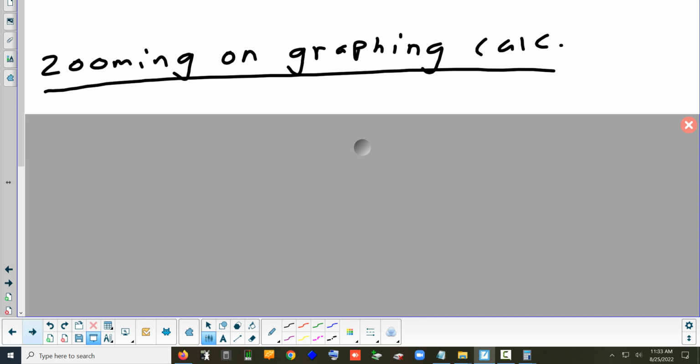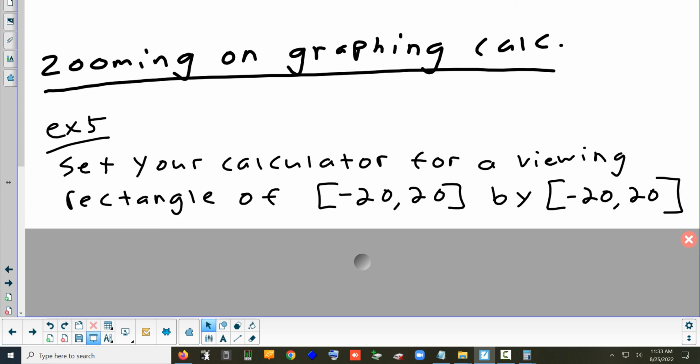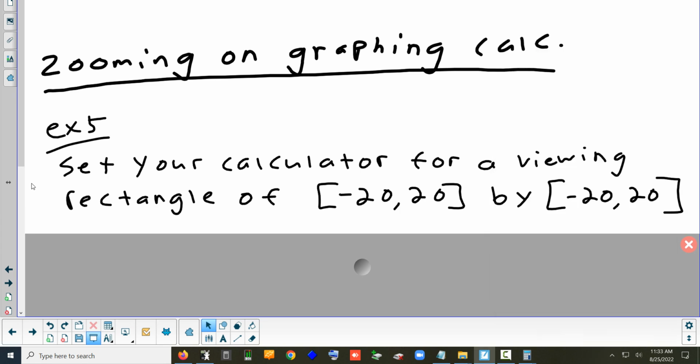Okay, not review. Zooming on a graphing calculator. So sometimes we might have something that we can't see because it's off the screen. So what I'm going to do is show you how you can change the window on the calculator to see something that might be off the screen.